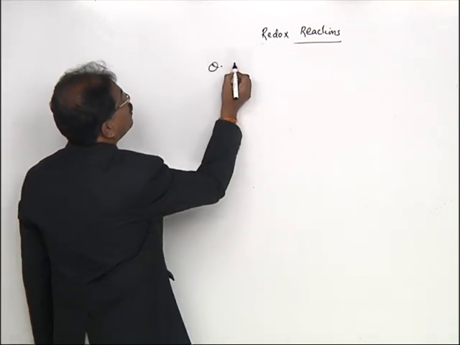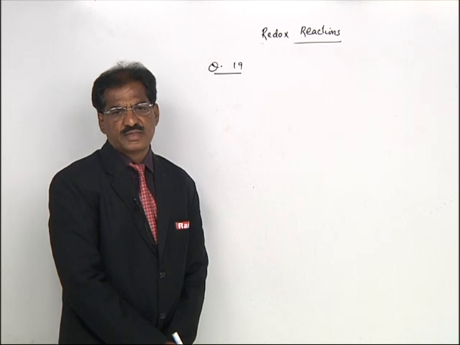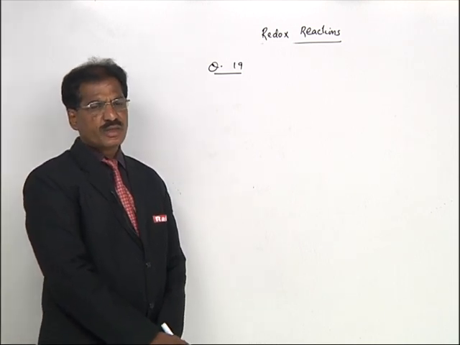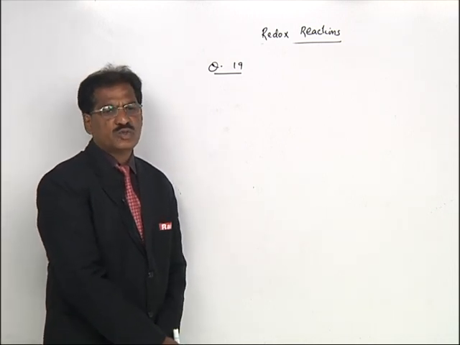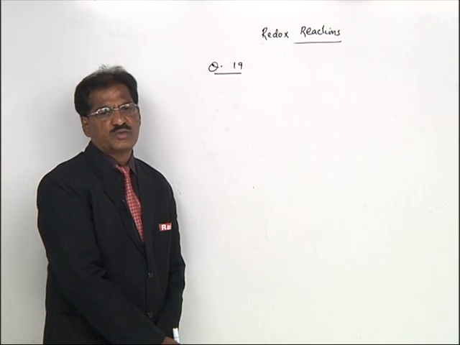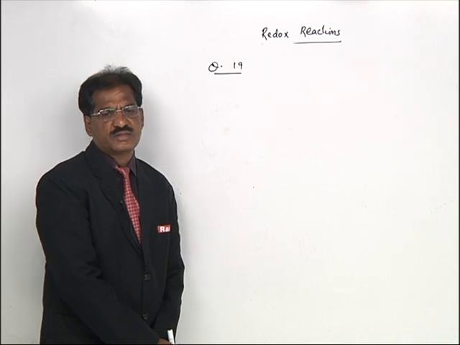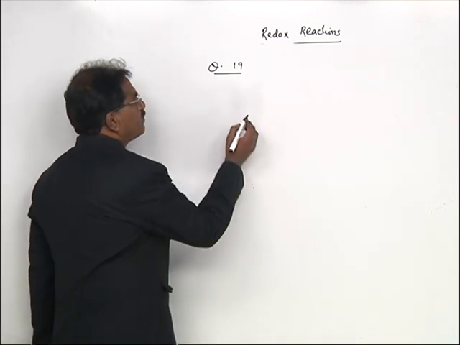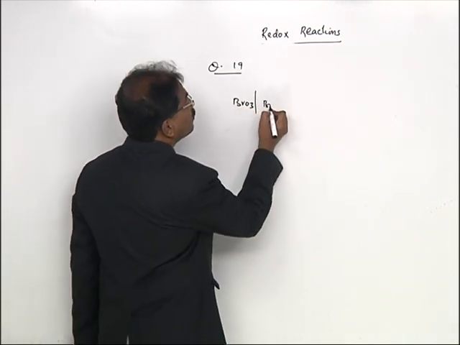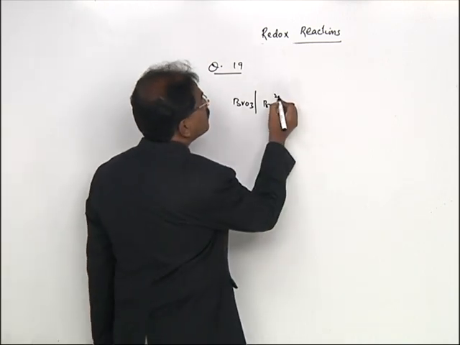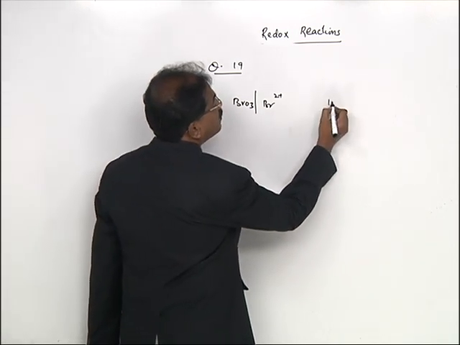Next, question number 19. Which of the following is the strongest oxidizing agent? Here in all these 4 options, they have shown different species along with the electrode potentials. So, first observe the electrode potentials. Based on the electrode potentials, we have to identify the strongest oxidizing agent. See, in the first option, they have shown BrO3 minus to Br2. Here the reduction potential given is 1.5 volts.